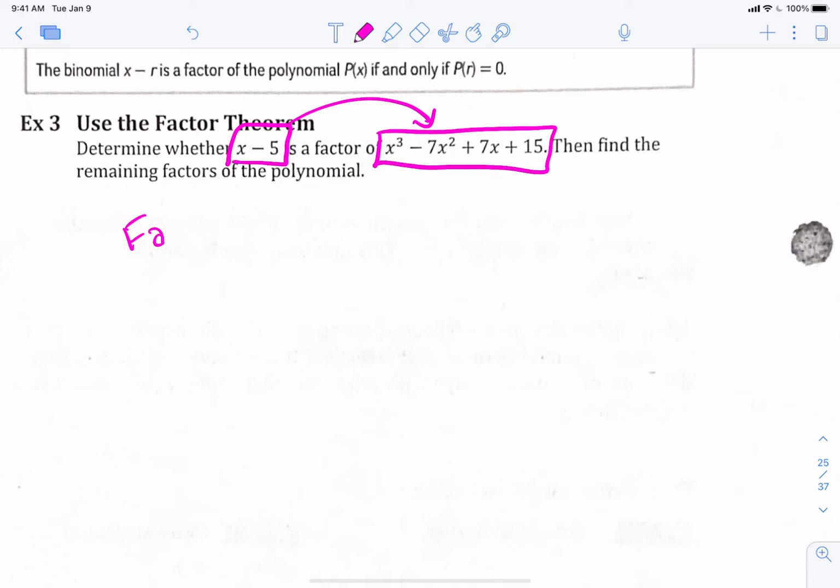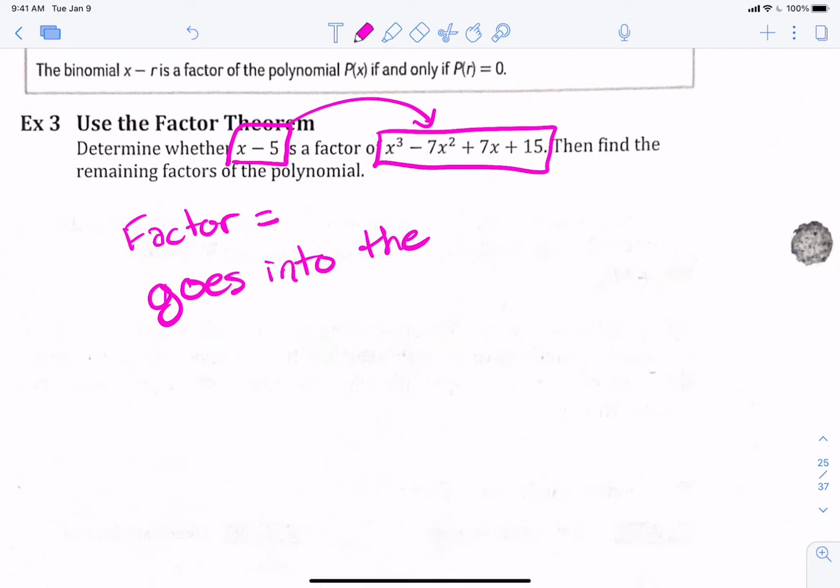Multiply it so many times to get that. Factor means it's like a multiple. It's a multiple. It goes into the equation evenly. Like, does 2 go into 16 evenly? Yes. Does 2 go into 31 evenly? No, because it has a remainder if you would divide it, okay?